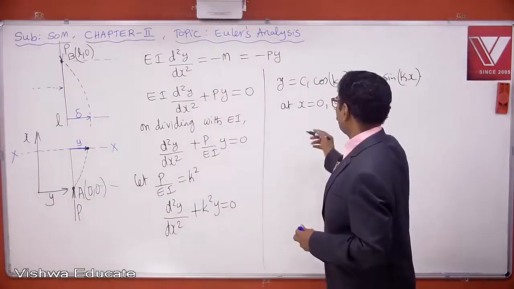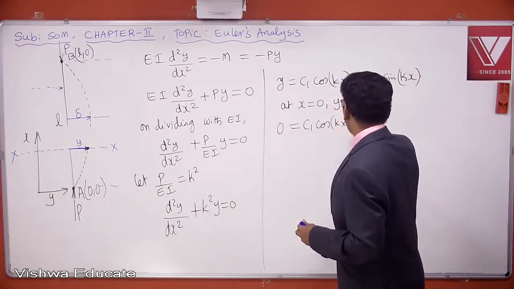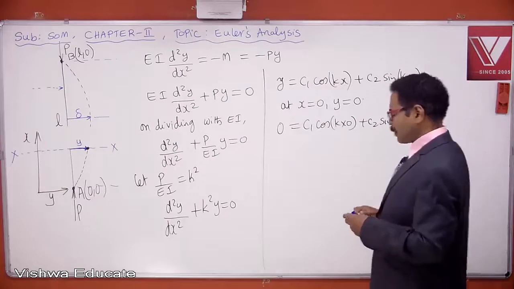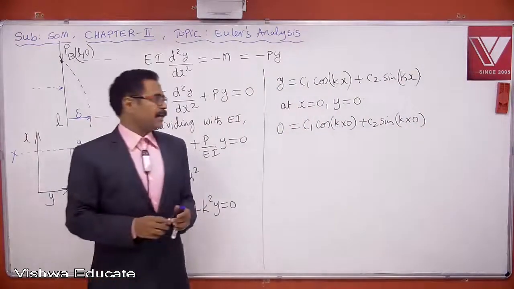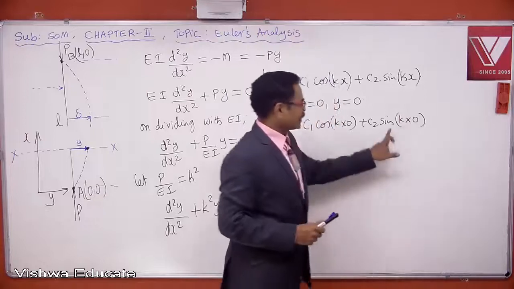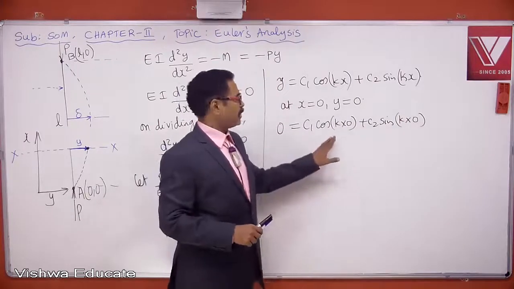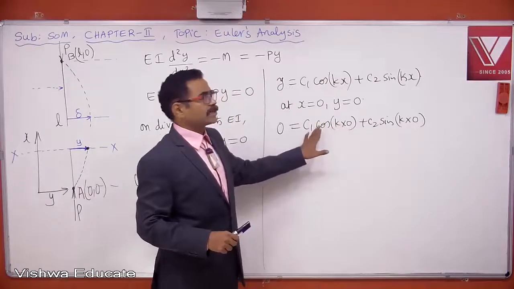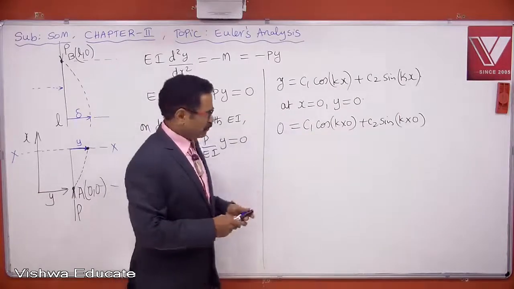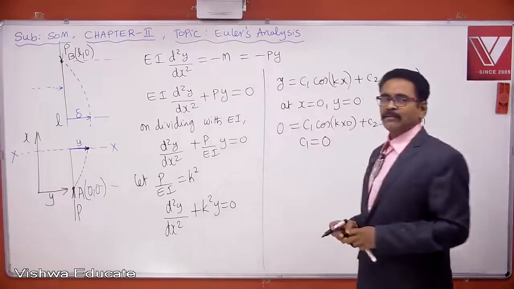If you put this boundary condition in the above expression, 0 is equal to C1 cos k into 0 plus C2 into sin k into 0. First let us deal with this. K into 0 is 0, sin 0 is 0, 0 into C2 is 0. So the second term is becoming 0. Then come to the first term. K into 0 is 0, cos 0 is 1. 1 into C1, C1 is equal to 0. So by using the first boundary condition we got C1 is equal to 0.